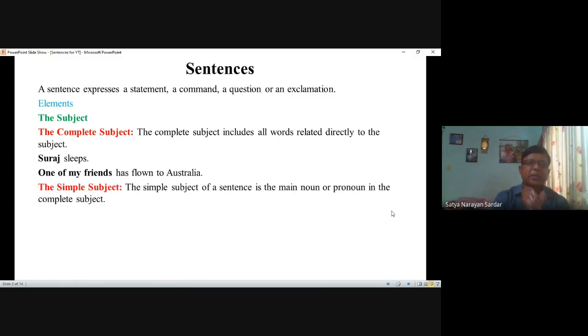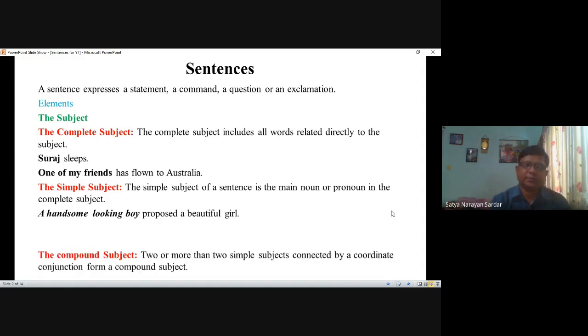The simple subject. The simple subject of a sentence is the main noun or pronoun in the complete subject. See example. A handsome looking boy proposed a beautiful girl. Here, a handsome looking boy is a simple subject. Though there are four words, all these four words form a simple subject.